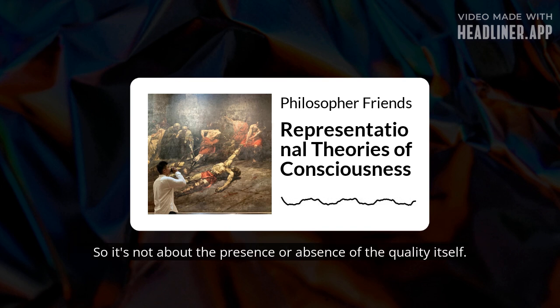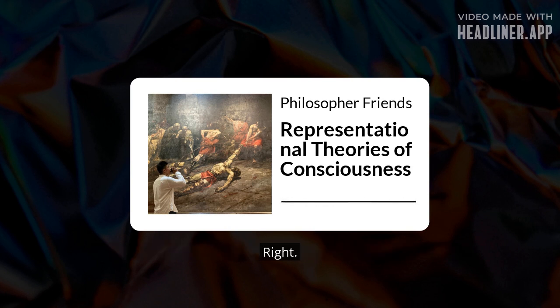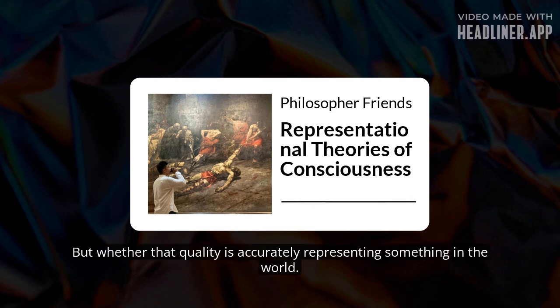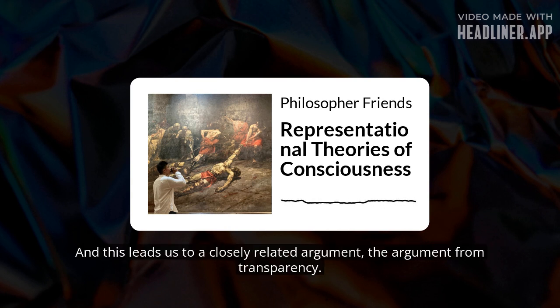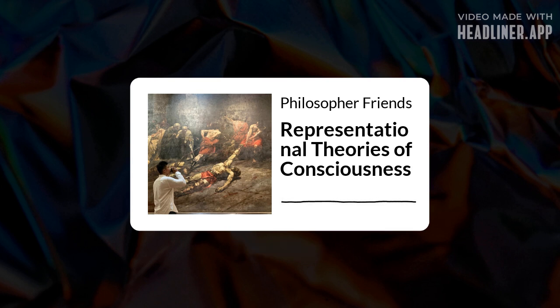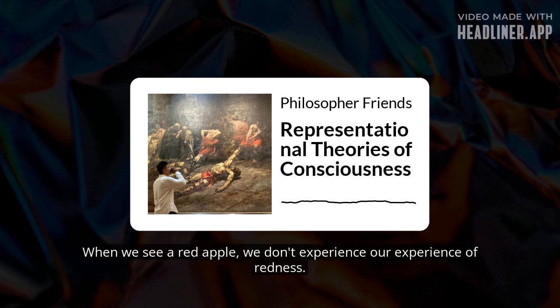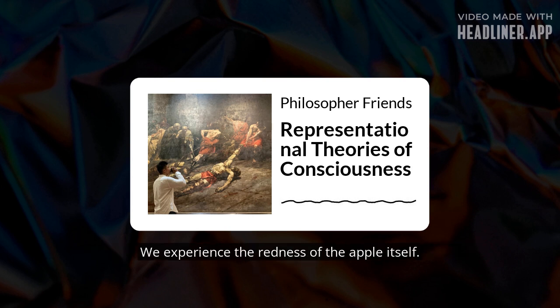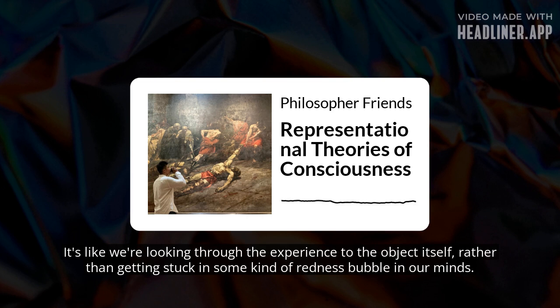Ah, okay, so it's not about the presence or absence of the quality itself. Right. But whether that quality is accurately representing something in the world. Exactly. That makes sense. And this leads us to a closely related argument, the argument from transparency. Transparency, okay. When we see a red apple, we don't experience our experience of redness. We experience the redness of the apple itself. Right. It's like we're looking through the experience to the object itself. Yeah. Rather than getting stuck in some kind of redness bubble in our minds.